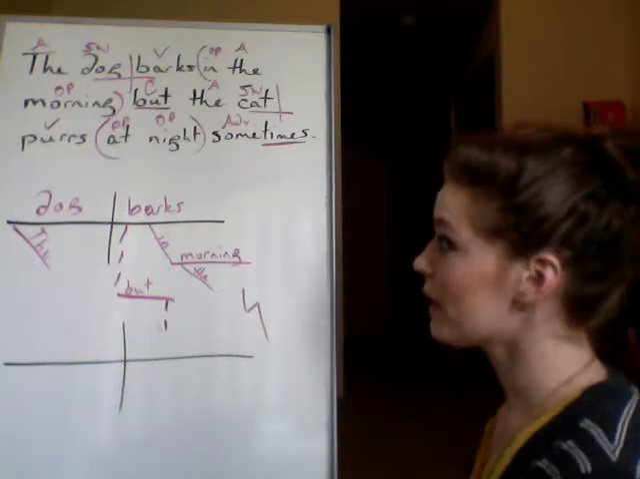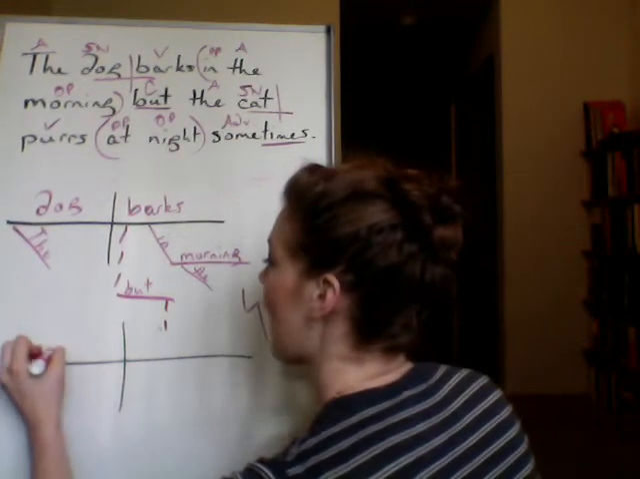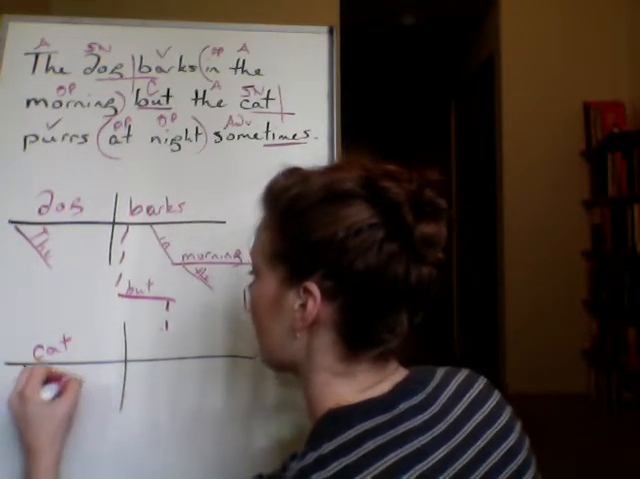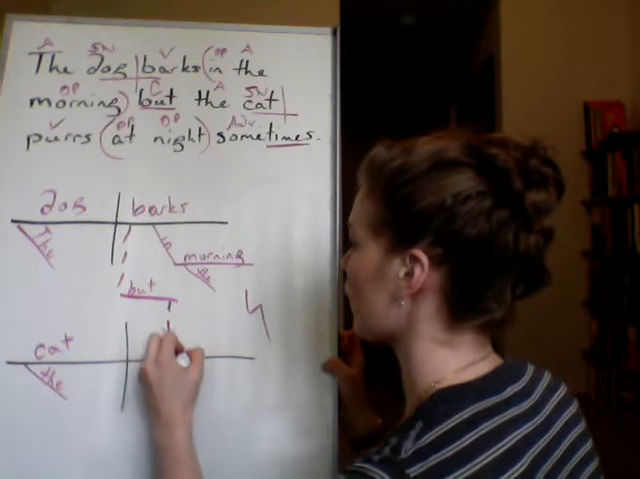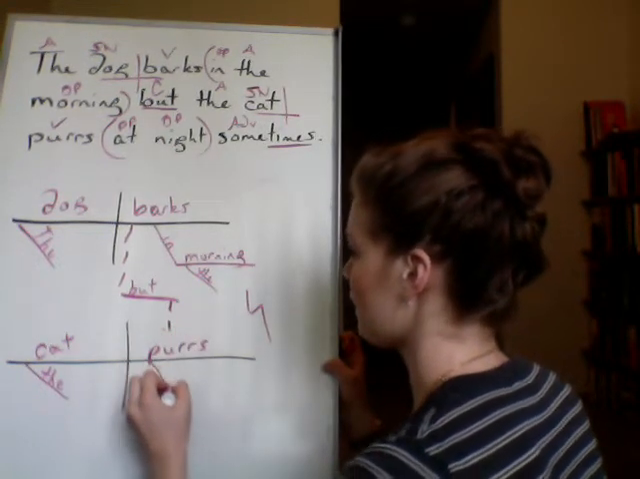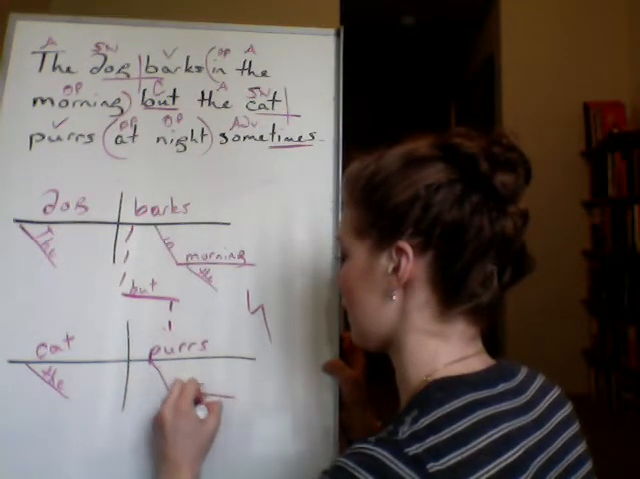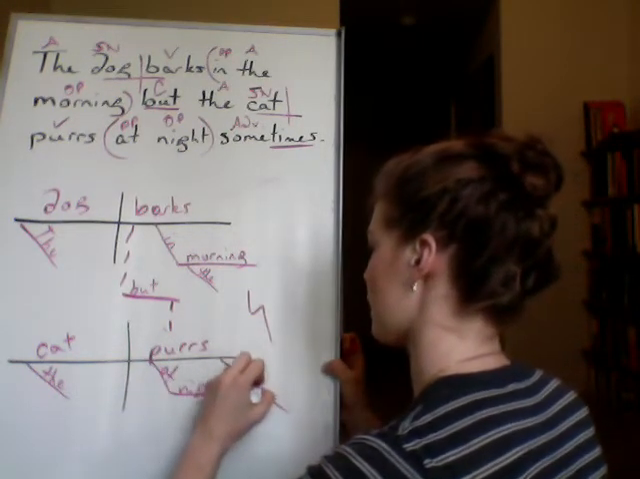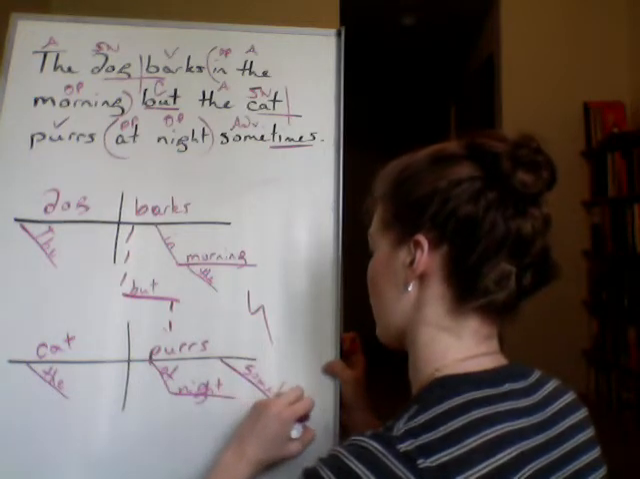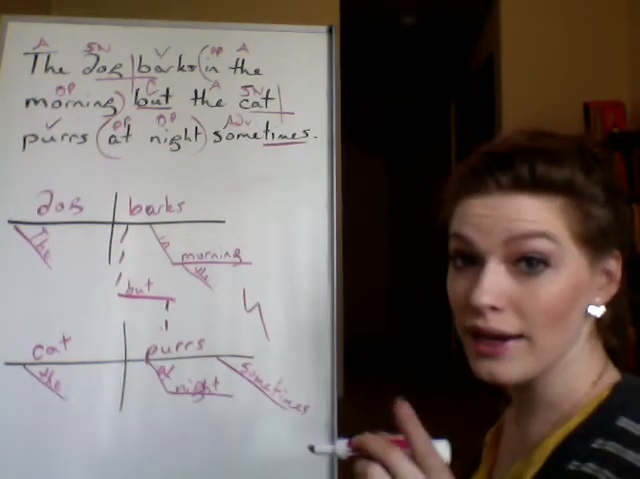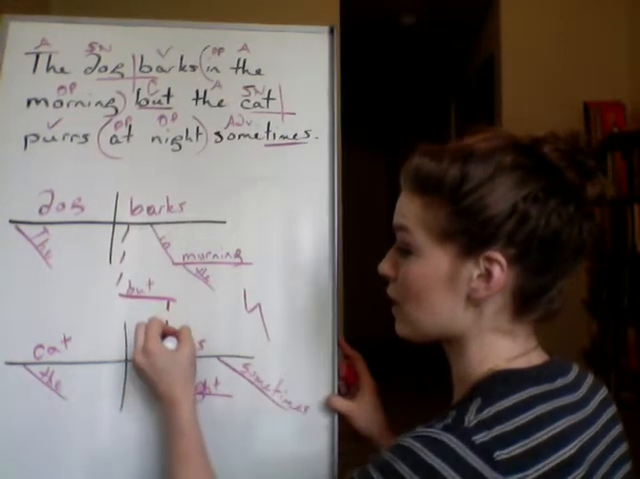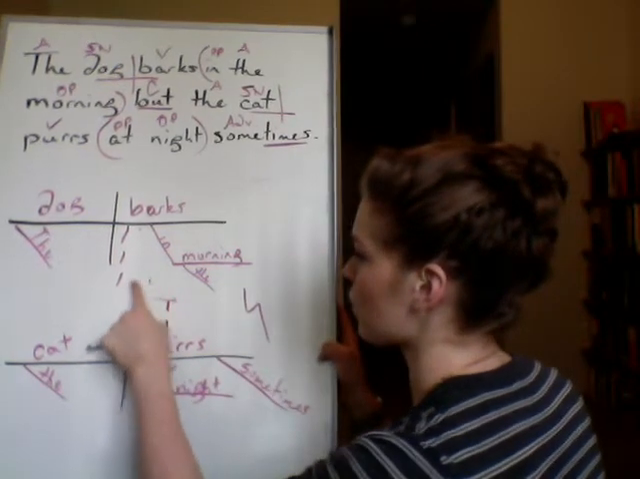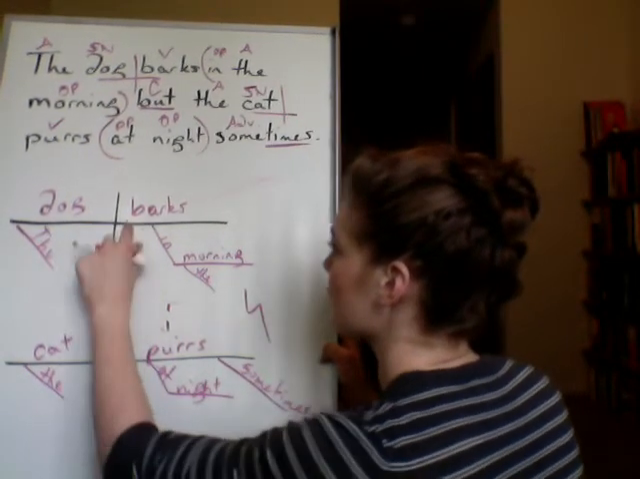Now, with this one, what goes on my left? Cat. Did I modify cat? I did. I added the to cat. The cat. Purrs is my verb. Purrs when? Night. At night. And I also had my adverb sometimes. Okay. Now, quick things to notice with this. I went from this verb to this verb with this. I didn't connect the subject to the subject. You connect, oh, let me make this a little straighter. I will make this look better. I'm sorry.